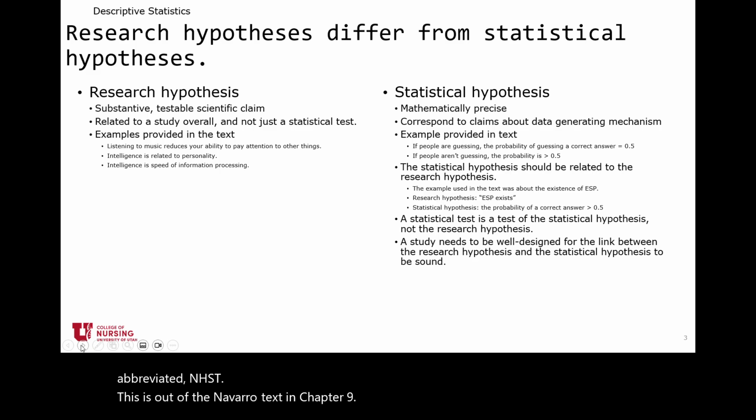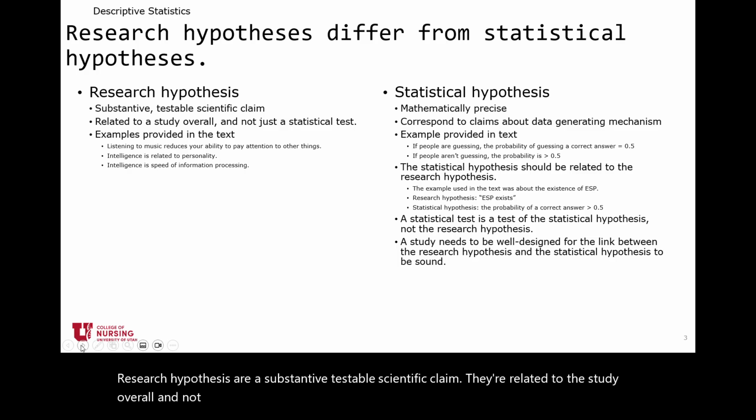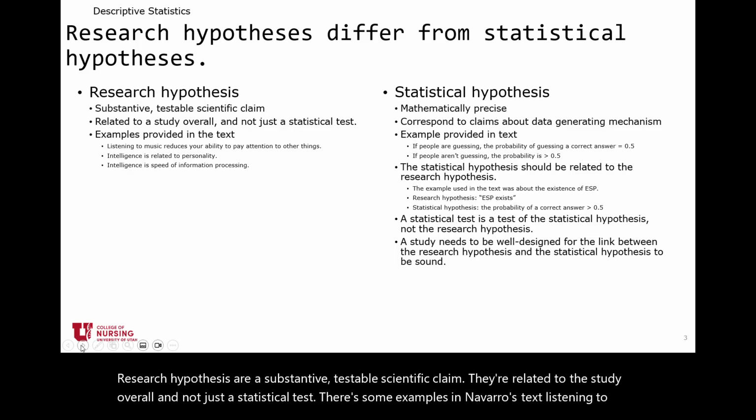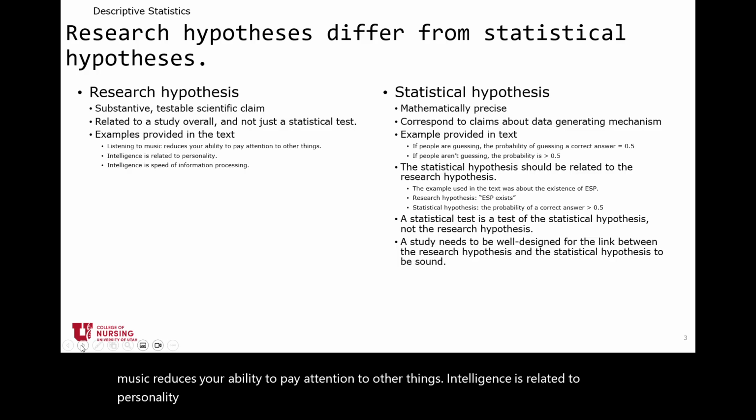So research hypotheses differ from statistical hypotheses. Research hypotheses are a substantive, testable scientific claim. They're related to the study overall and not just a statistical test. There's some examples in Navarro's text. Listening to music reduces your ability to pay attention to other things. Intelligence is related to personality. Intelligence is speed of information processing. Those are all research hypotheses.